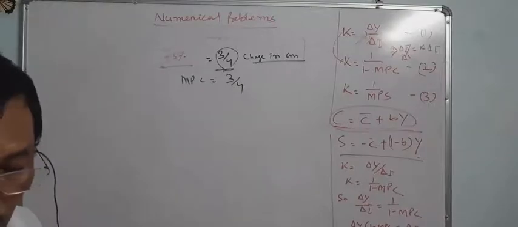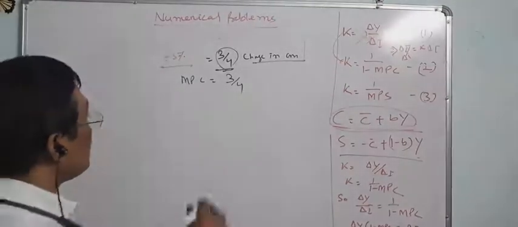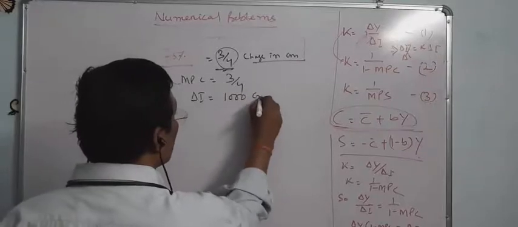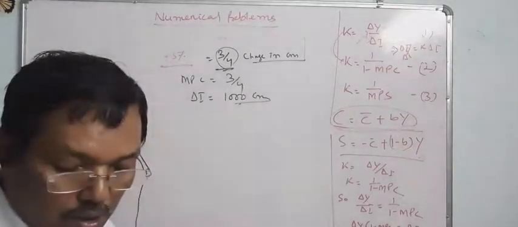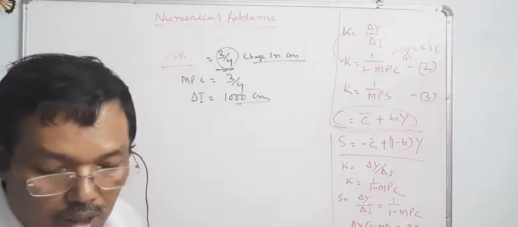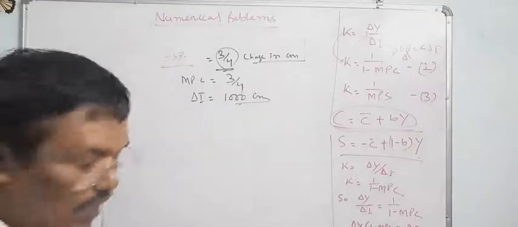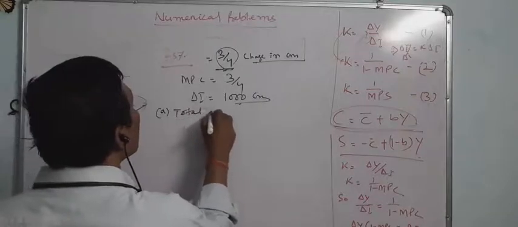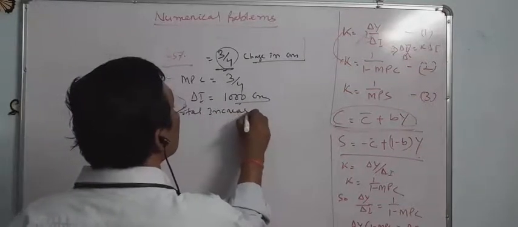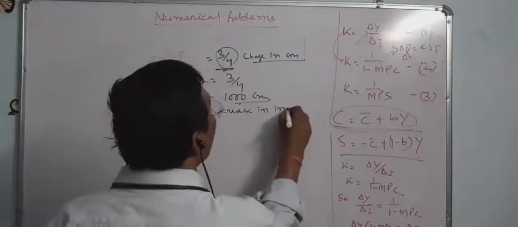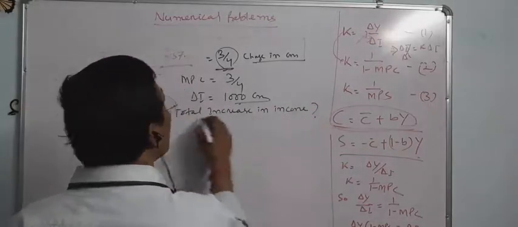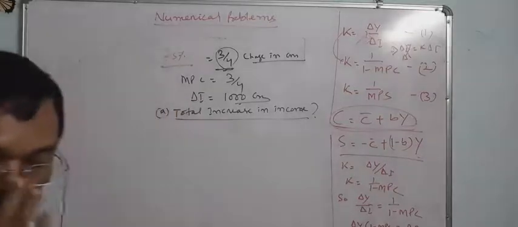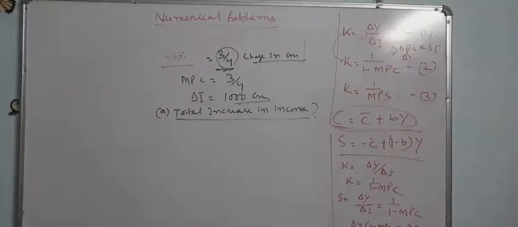Investment increased by 1000 crores. It means delta I equal to 1000 crores of rupees. Calculate first the total increase in income. Again I repeat the question.